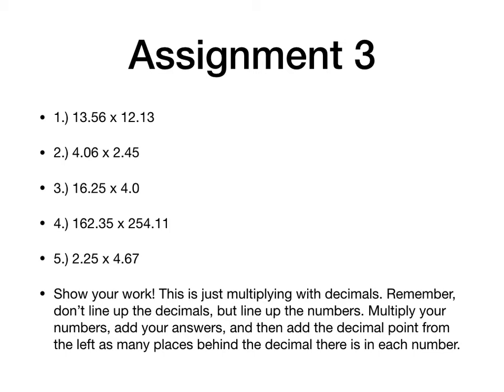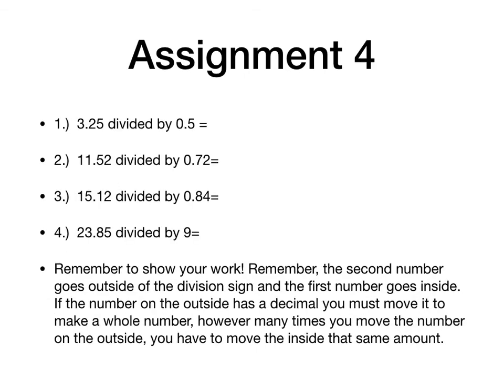So for number 1, you have 13.56 times 12.13. You have the 5 and the 6 behind the decimal and the 1 and the 3. So that's 4 total numbers. So in your final answer, you would start, oh, not from the left, from the right. You would start at the last number in your problem, and you would count to the left 4 places. Okay?